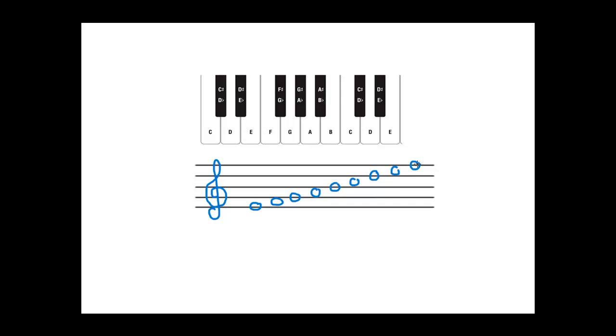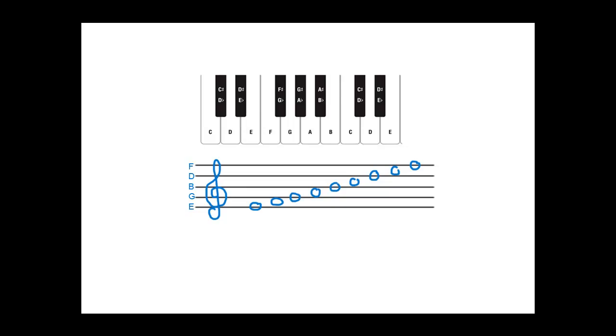Alright, so now we have our notes on the staff. Let's learn the names of them. In the treble clef, the lines go as follows: E, G, B, D, and F. The word poem we use to remember this is, "Every good boy deserves fudge."